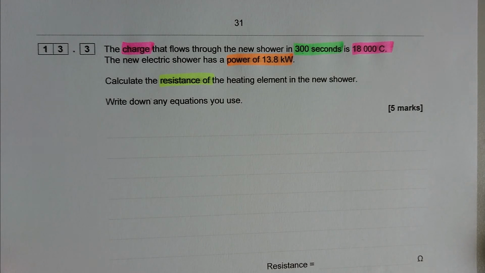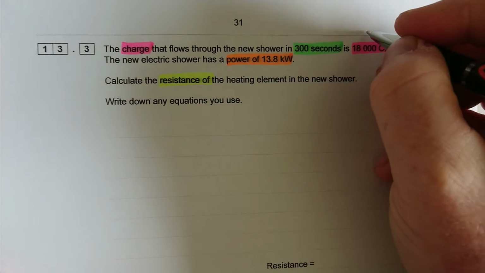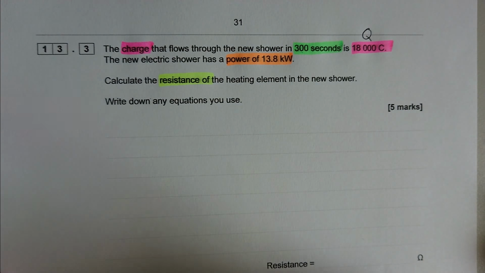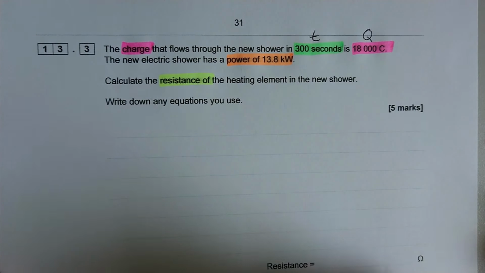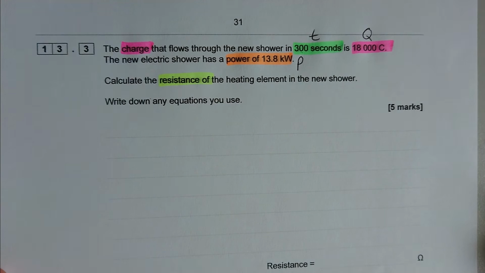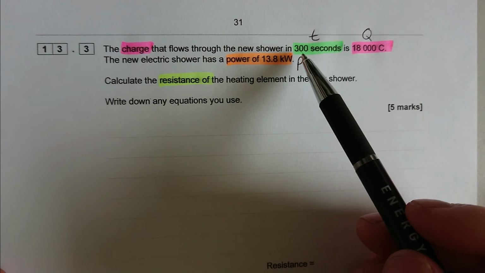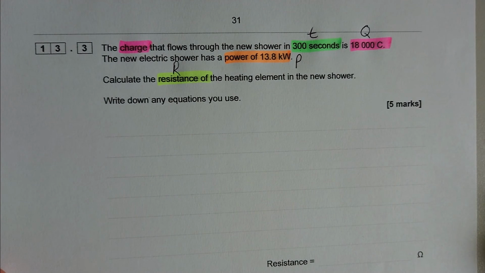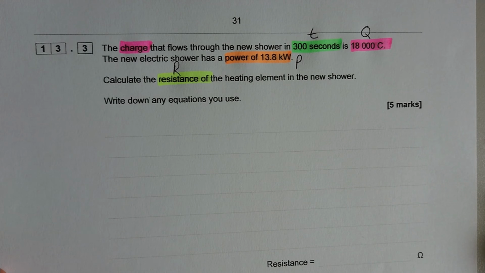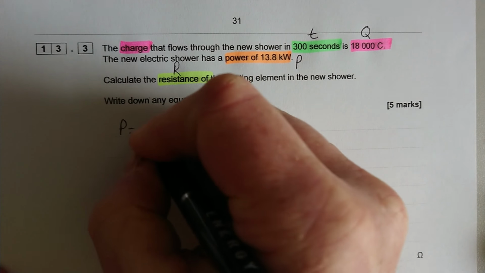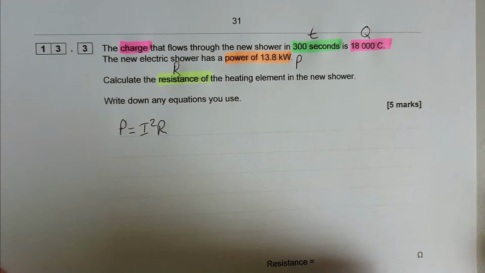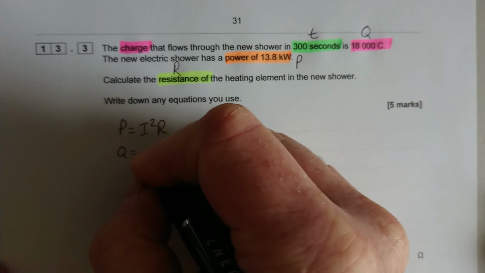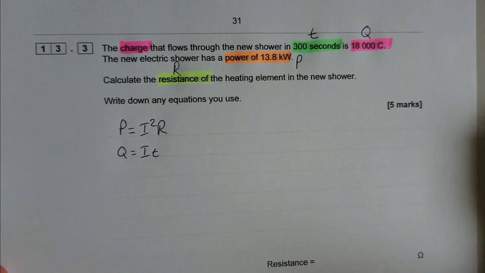So we've got there 3 pieces of information. Charge is Q, time is always T, P is power. Now, there isn't an obvious formula that links these things, with resistance being R, but I do know that P equals I squared R, and I also know that Q equals IT. So let's see if those formulae are any help to me.